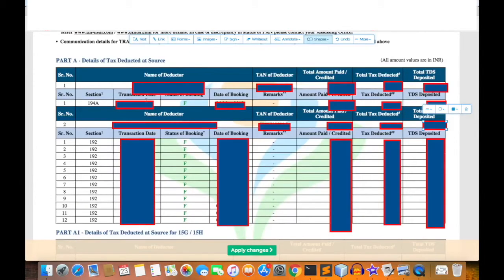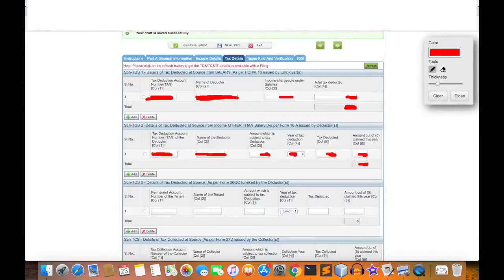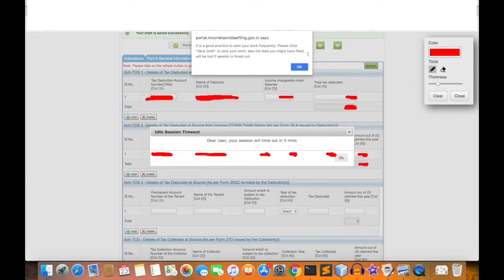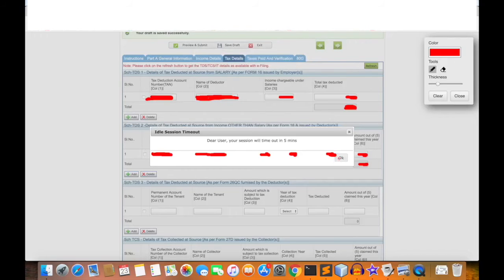We have already seen how to claim TDS for the salary part. Similarly, for the non-salary part, we can claim it. In this, it will be clearly shown the bank name, bank PAN number, bank TAN number, total interest credited, total amount credited, and total tax deducted. So we need to fill that information in this part.